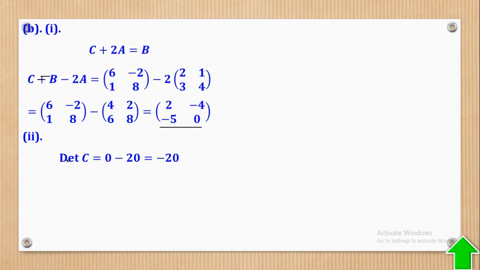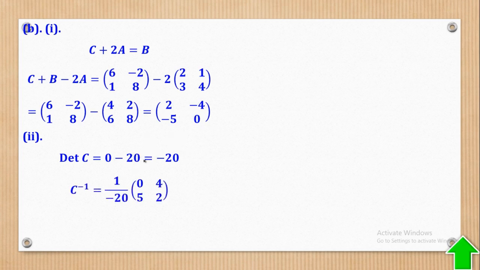So the determinant of C will be equal to the product of entries in the major diagonal, so 2 times 0 is 0, minus the product of entries in the minor diagonal. So negative 5 times negative 4 will give me positive 20. So 0 minus 20 is equal to negative 20.